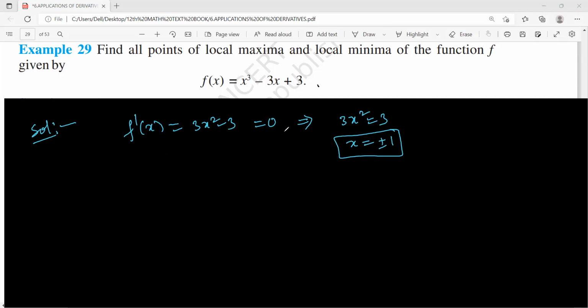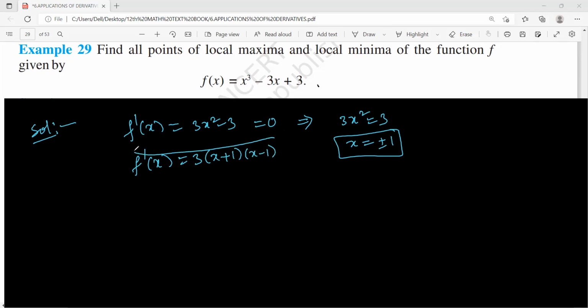Or did not points of different? Yeah, points of inflection also possible. If f dash of x equals 0, point of inflection is also possible, but we need to check now here. So what is that now? f dash of x is 3, if I take common, x plus 1 into x minus 1.